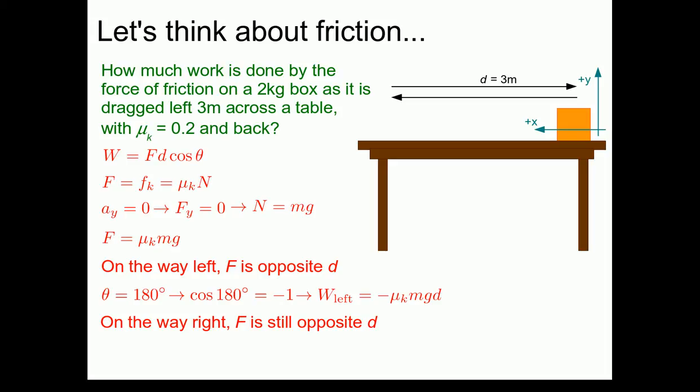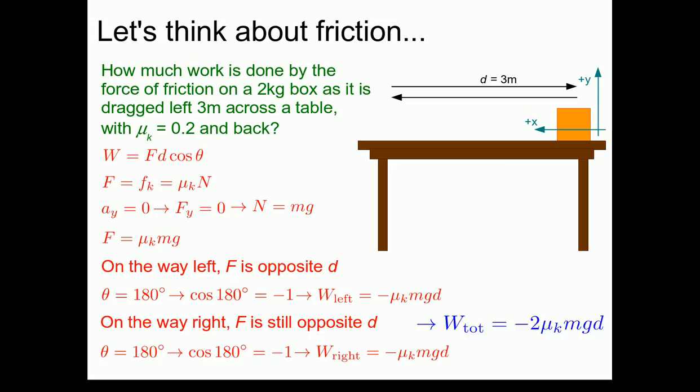On the way to the right, the force is still opposite the displacement. Now the box is going to the right, but the friction is still opposing the motion. So the angle between the force and the displacement is still 180 degrees. Which means that the work done by friction as the block goes to the right is also negative μk mgd. Thus we see in this case that the work done by the force of friction around this closed path, the box starts and stops in the same place, so this is a closed path, is minus 2 μk mgd, which is not equal to 0.